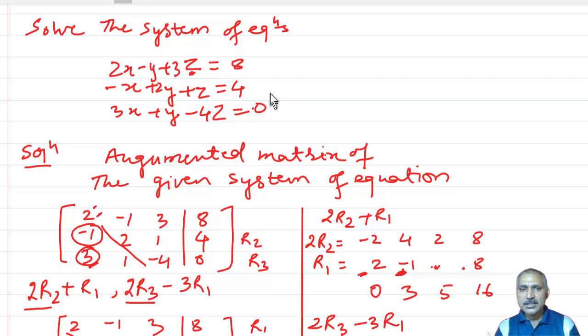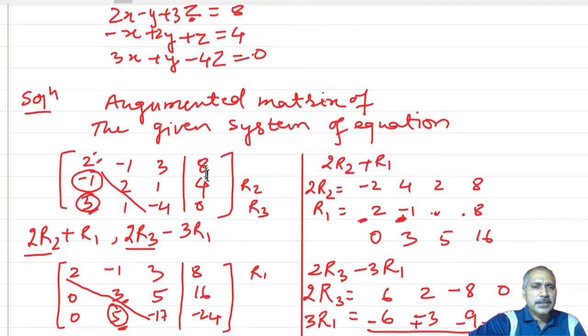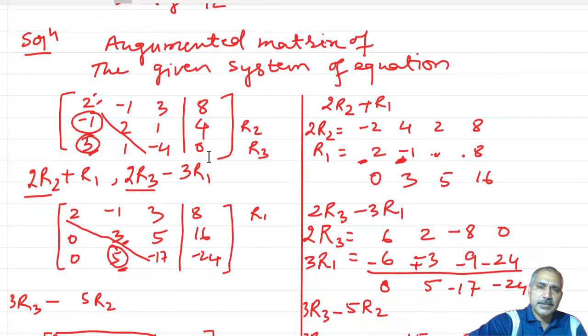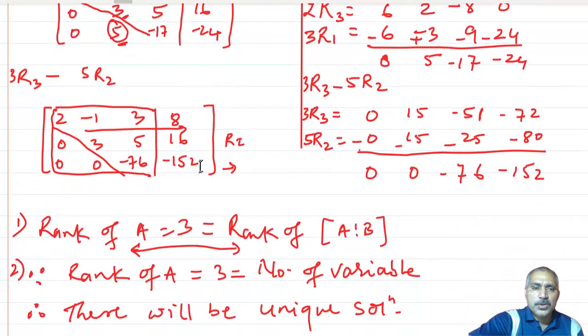In the consistent case, there are 2 cases. The one is solution exists and it is unique, and the next one is the solution exists and infinite solutions are there. Now first thing is we have to write that given system of equation in augmented matrix form, convert that in the echelon form, and then find out what is the rank of A and what is the rank of augmented matrix.